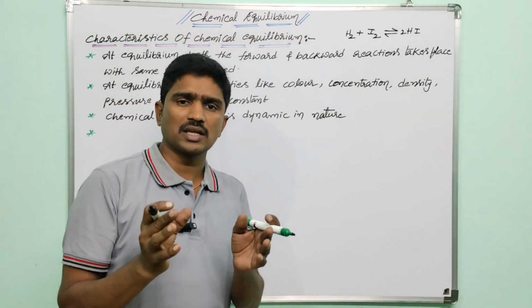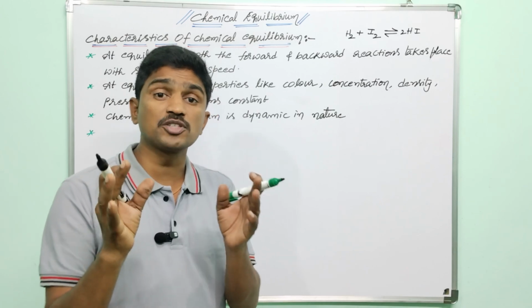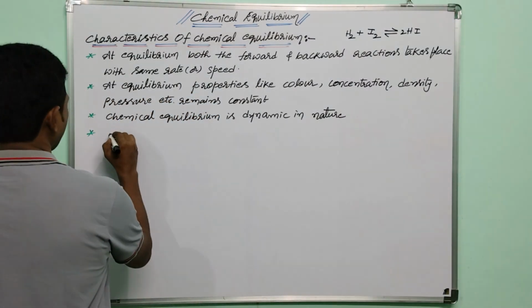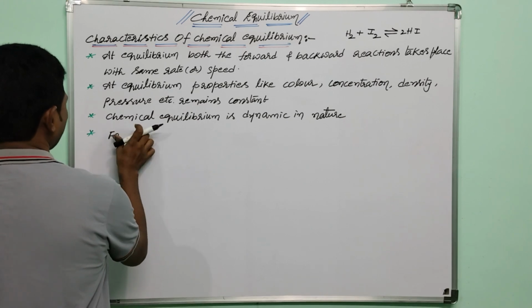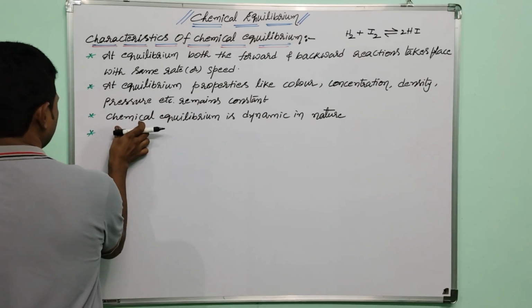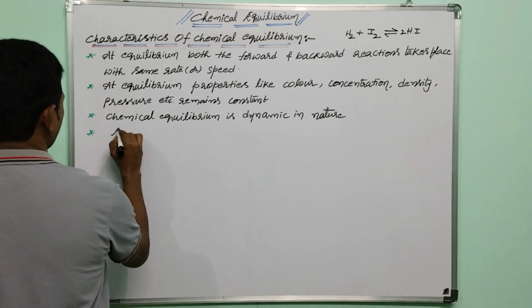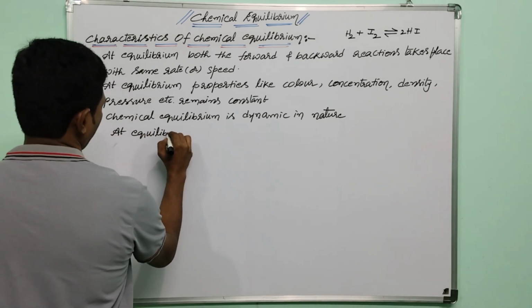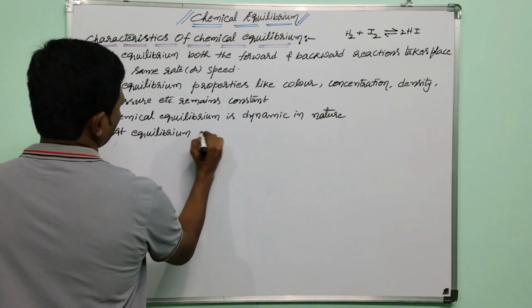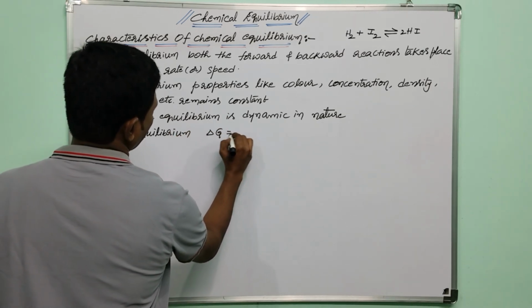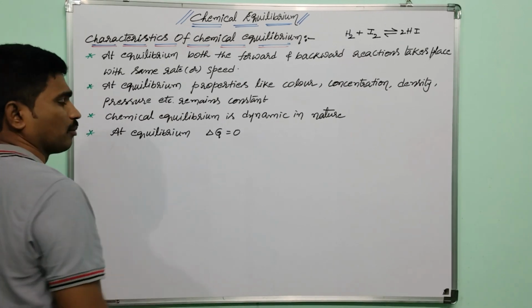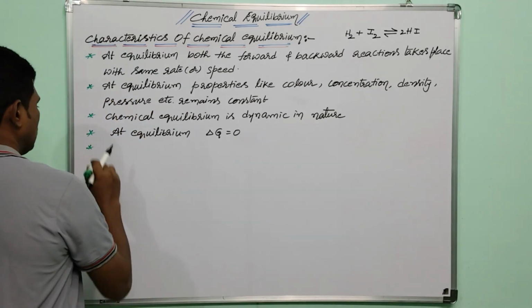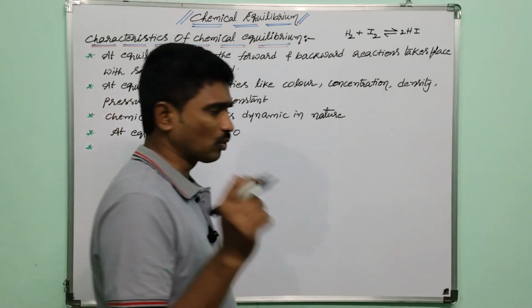Okay. Next thing, for an equilibrium state, the change in Gibbs free energy, delta G value, is 0. So simply we can say like this: at equilibrium, the change in Gibbs free energy, delta G, is 0. Okay. Then here we have to observe one thing.